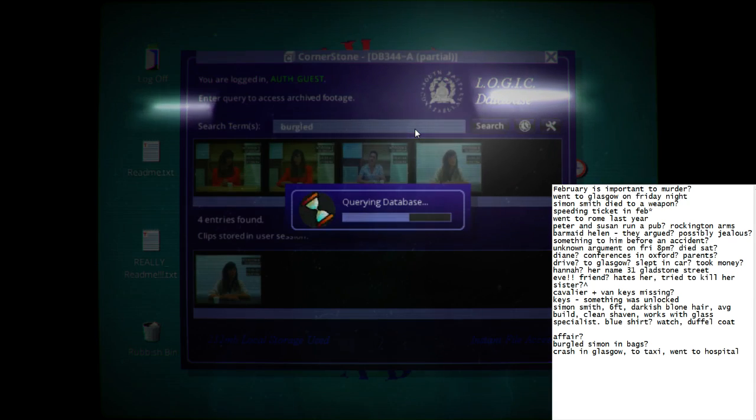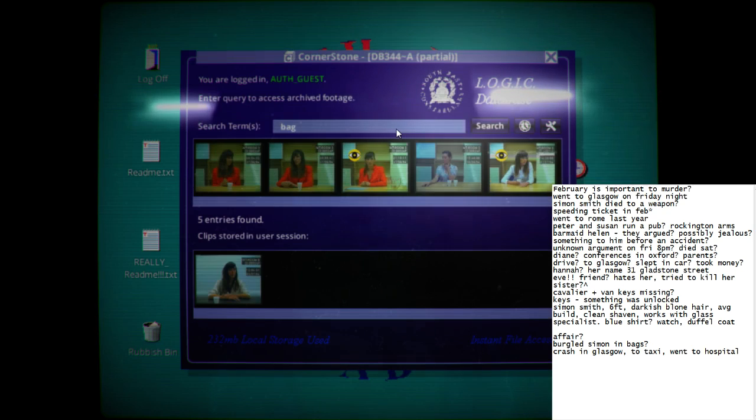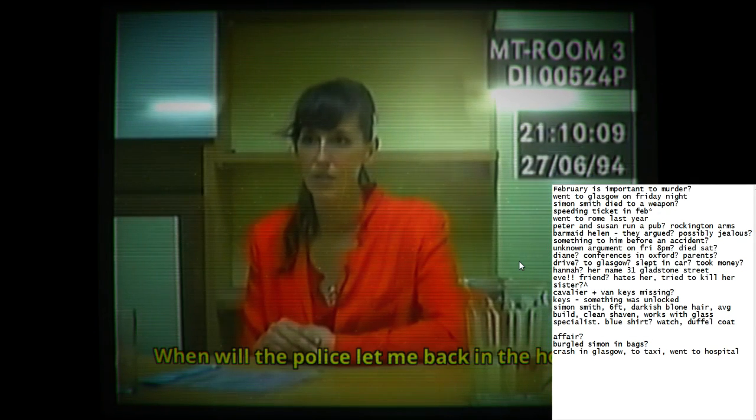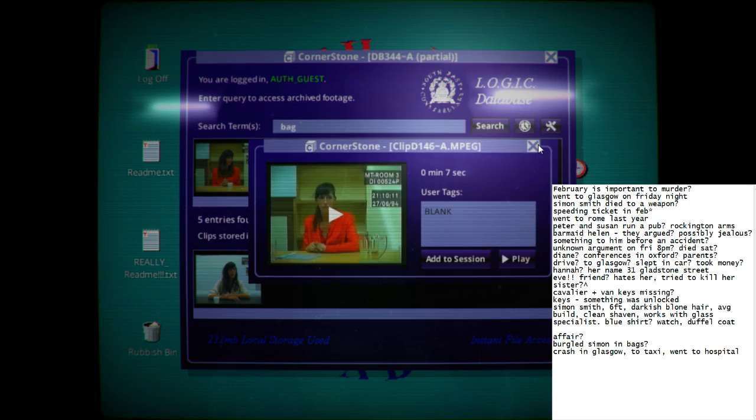Gold. Oh, just one reference to it. Body bag. Let's try bag. Here we go, more information about this bag. Will the police let me back in the house? They let me take a bag of clothes with me, but... No, that's not what I wanted. Okay.